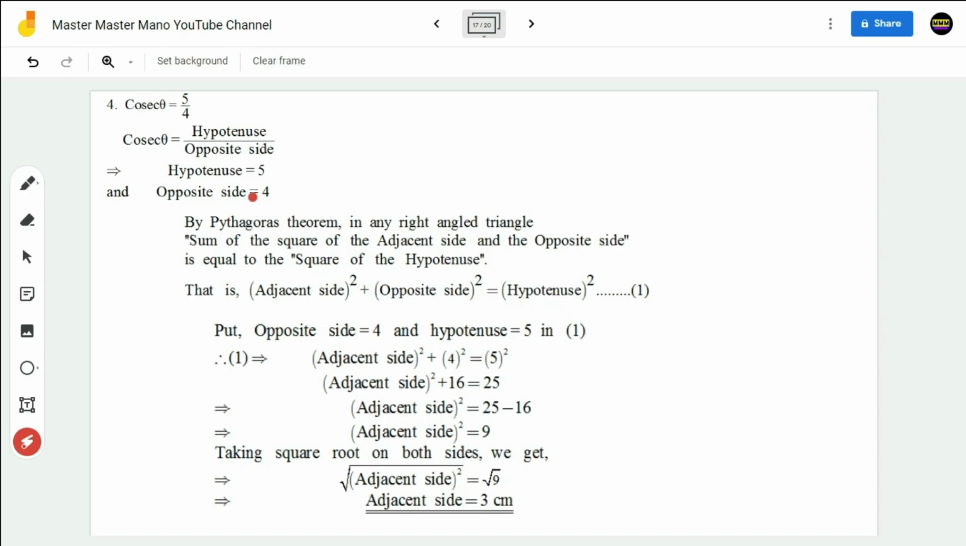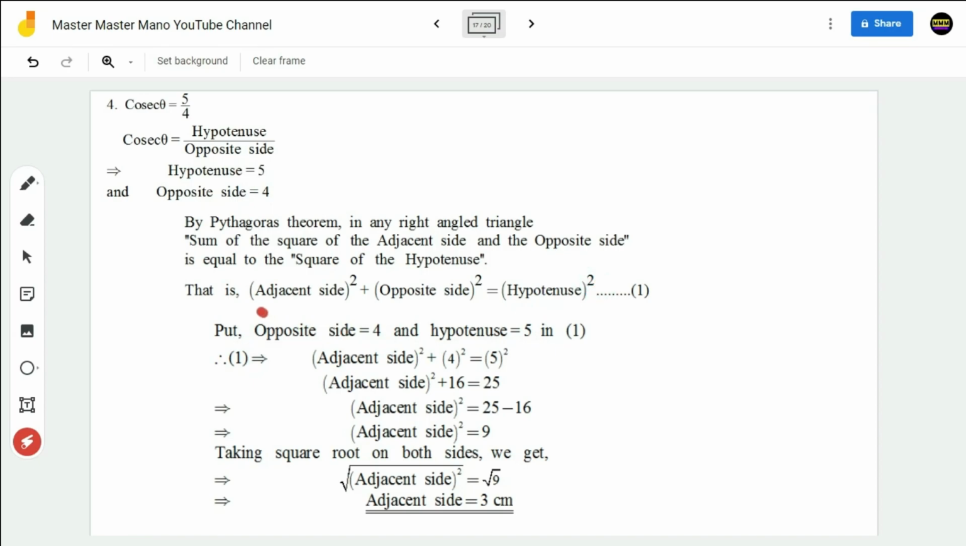We have to find the length of the adjacent side by Pythagoras theorem. Pythagoras theorem states that the sum of the square of the adjacent side and the opposite side is equal to the square of the hypotenuse. That is, adjacent side square plus opposite side square equal to hypotenuse square. And this is named as equation 1. Put opposite side as 4 and hypotenuse equal to 5 in the first equation.